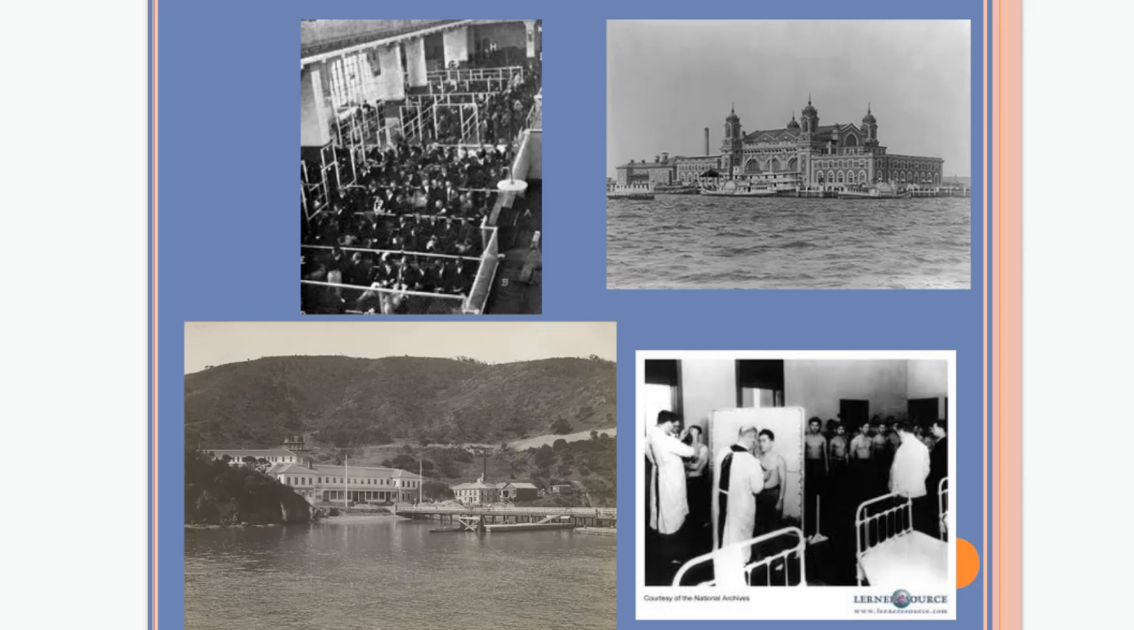Here's some imagery you see. This would be the hospital area, the station. These are people in line waiting for their chance at Ellis Island. And then you see here these pictures of people coming in and being inspected for health conditions.